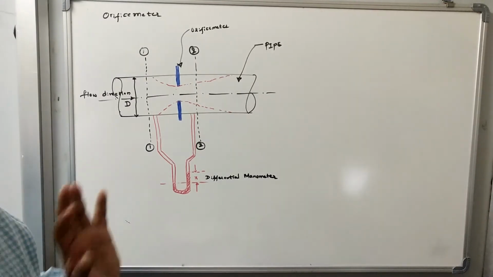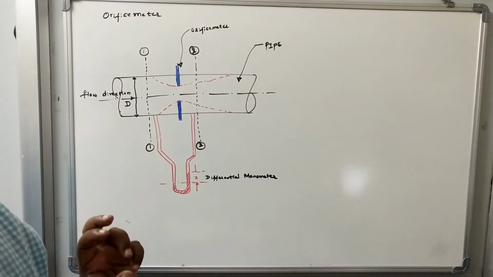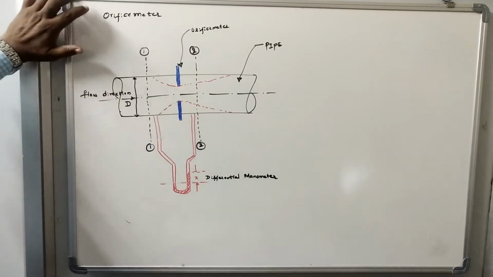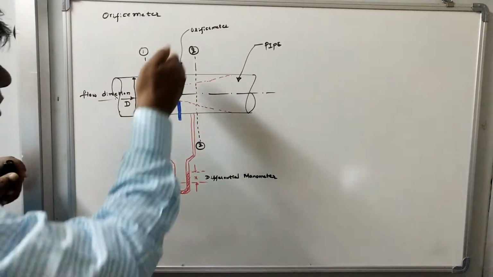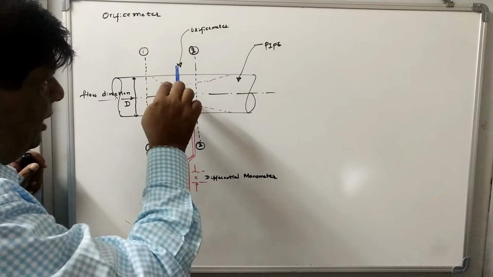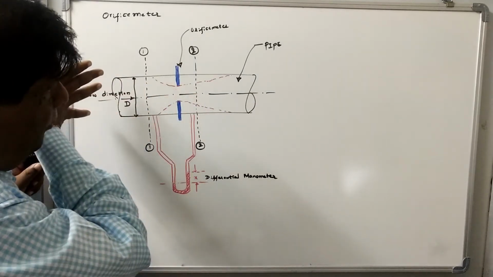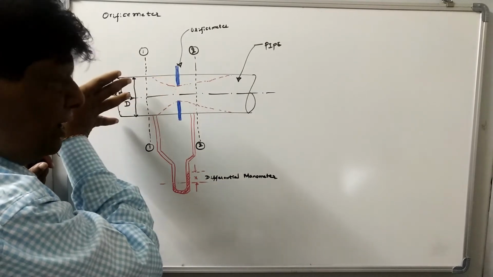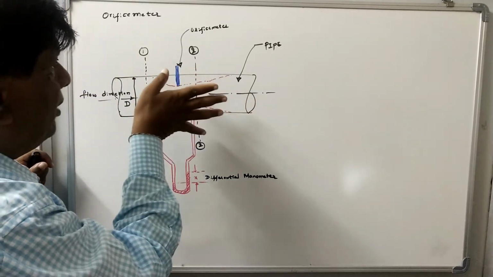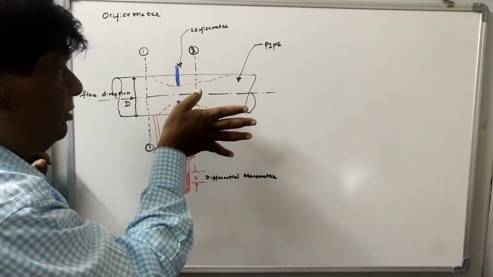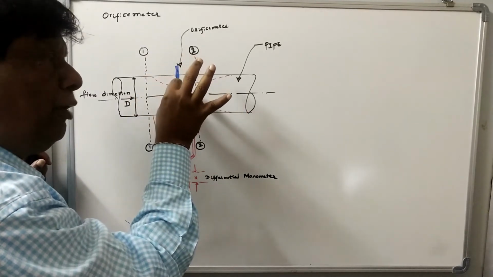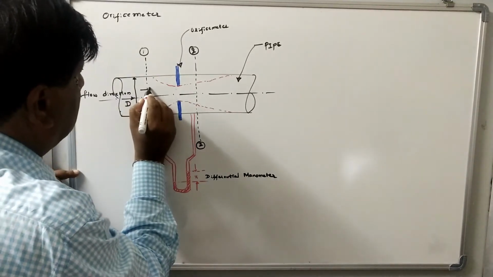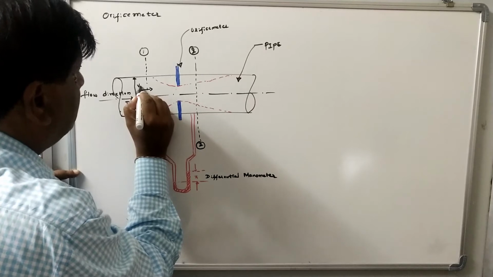The equation is the same, but the main difference between the orifice meter and the Venturi meter is that we are putting a plate here with a hole. When the fluid passes through this hole, it rushes very fast, meaning the velocity changes very quickly, because the velocity at section 1,1 is V1.